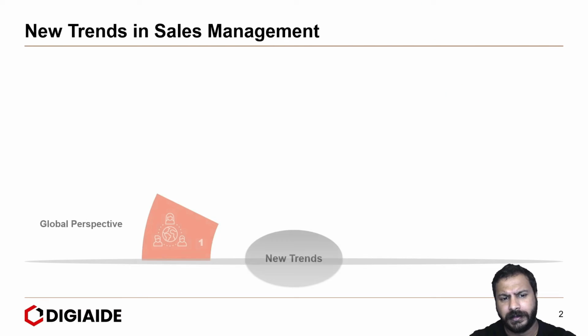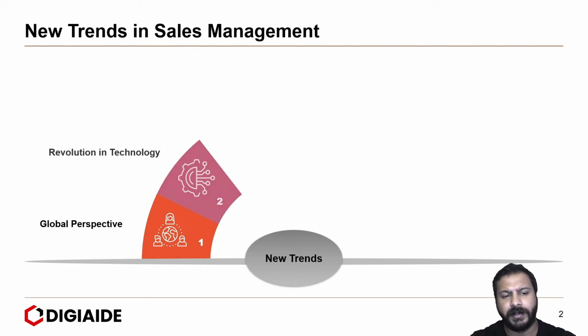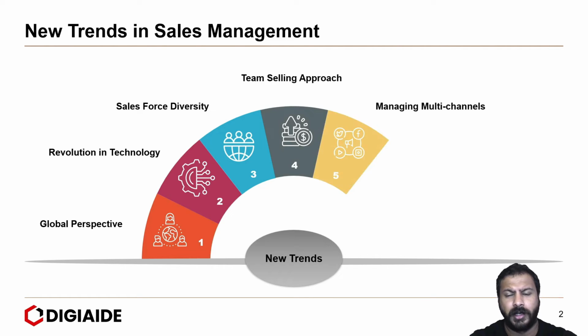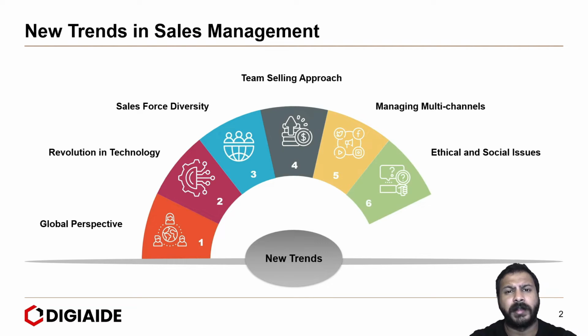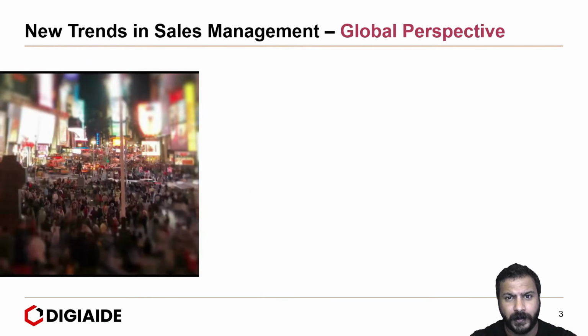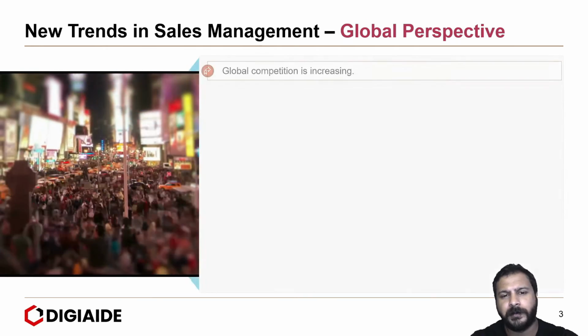Alright, let's start with the new trends in sales management. These entail the following. First, global perspective. Second, revolution in technology. Third, sales force diversity. Team selling approach. Managing multi-channels. Ethical and social issues. And the gamut of e-selling. Let's take a stab at each one of them briefly, starting with the global perspective.